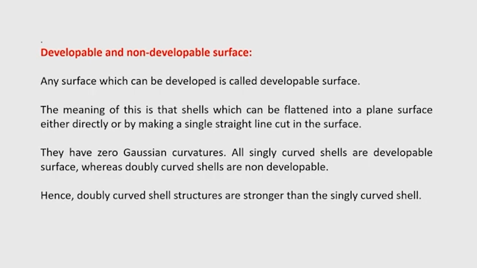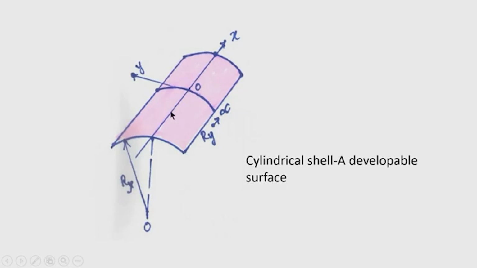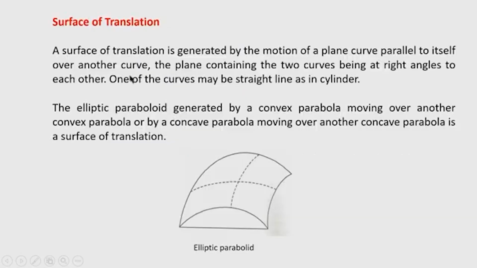So, all developable shells have zero Gaussian curvatures, and all singly curved shells are falling into the category of developable surface, whereas doubly curved shells are non-developable. Doubly curved shells cannot be flattened like that. So, hence doubly curved shell structures are stronger than the singly curved shell. So, cylindrical shell is an example of developable surface. Now, let us see another class of shell, the surface of translation, but this is also falling under the head of doubly curved shell. That is the two main categories, singly curved and doubly curved.